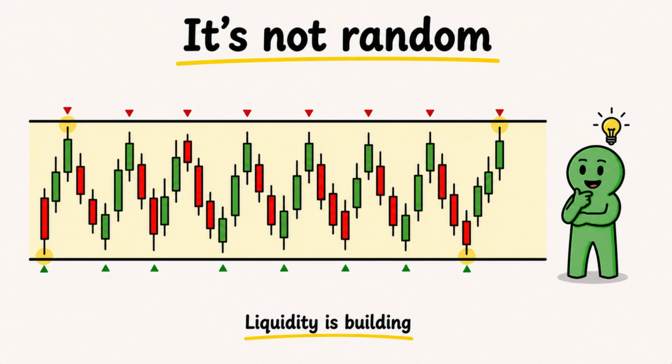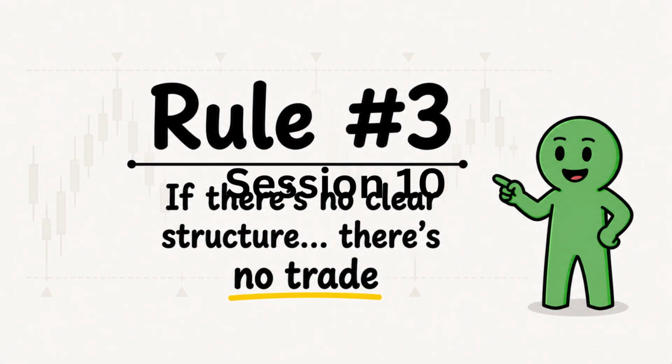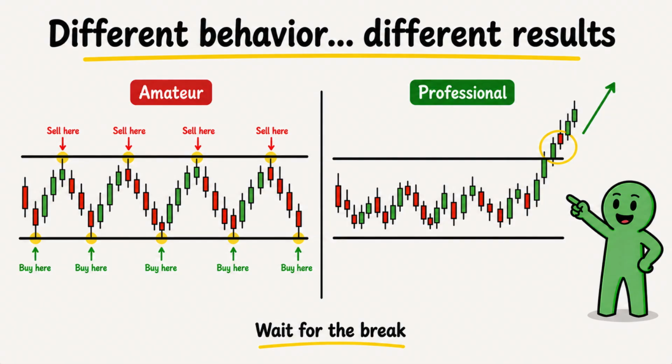So here's your third rule. If there's no clear structure, there's no trade. Professionals wait for the breakout. Amateurs get trapped inside the range.